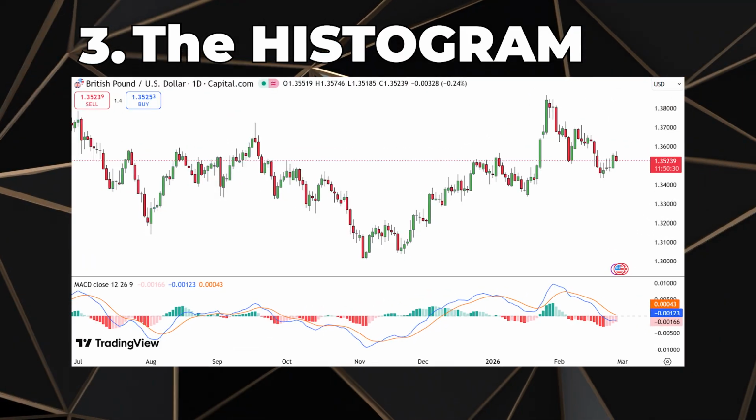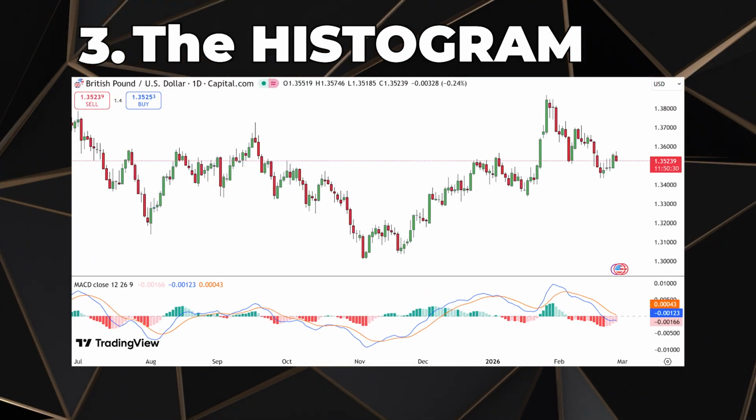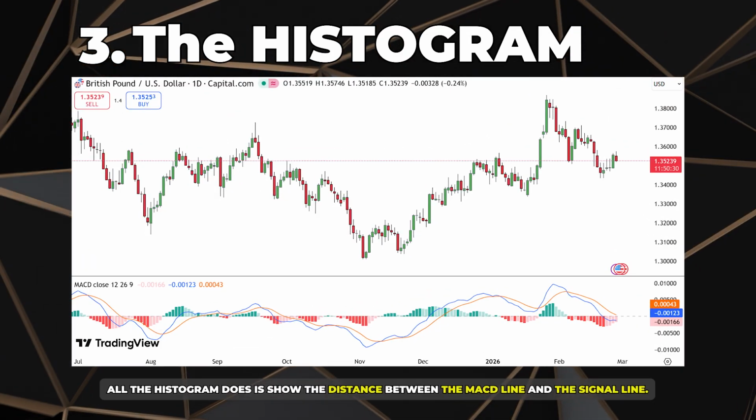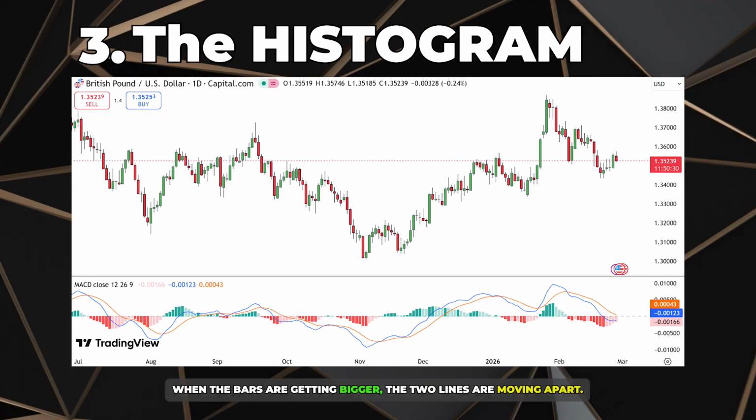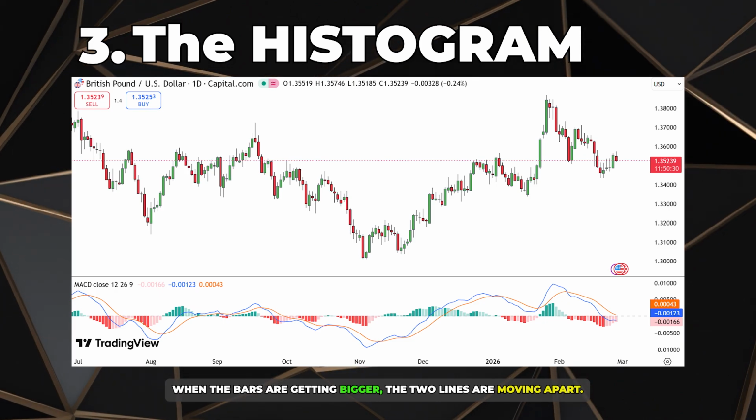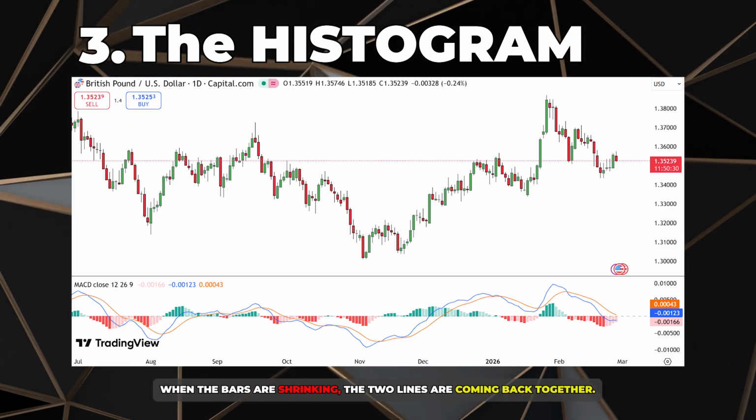And the third part is the histogram, those bars you see sitting around the zero line. All the histogram does is show the distance between the MACD line and the signal line. When the bars are getting bigger, the two lines are moving apart. When the bars are shrinking, the two lines are coming back together.